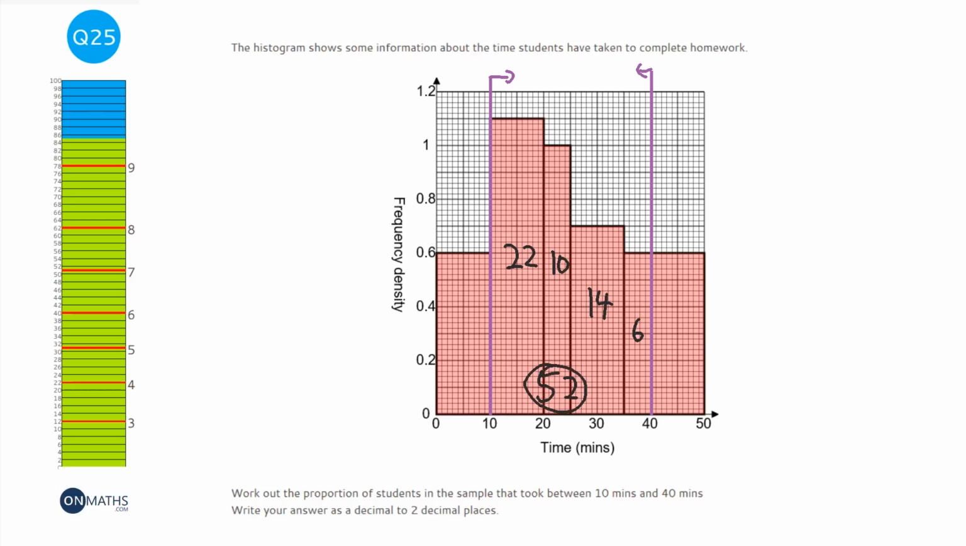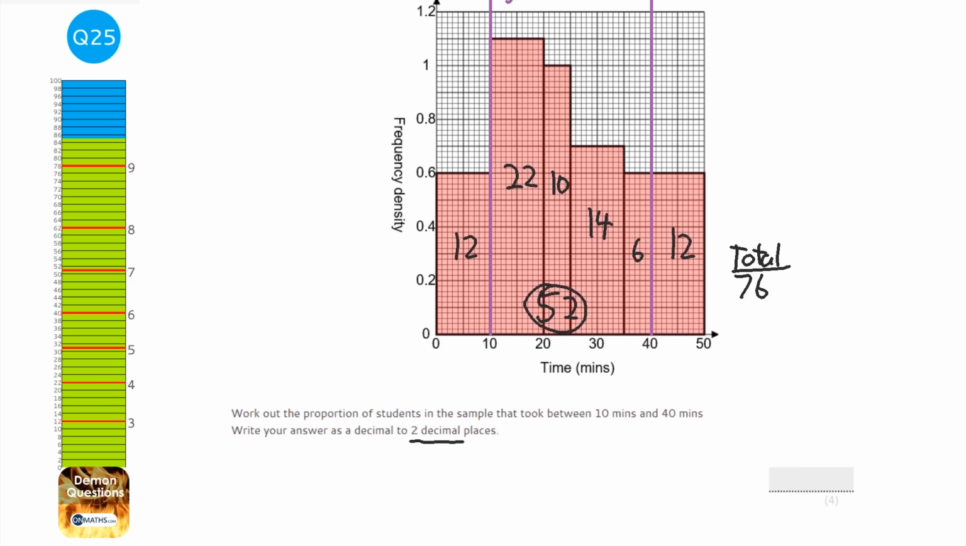But we need to know how many big squares there are in total. So we're going to count the other ones. So 1, 2, so that's going to be 6, so that's going to be 12. And that's the same height, so that's also going to be 12 because it's 6 and 6. So we're going to add the two 12s on. So there's 76 altogether. So total is 76.